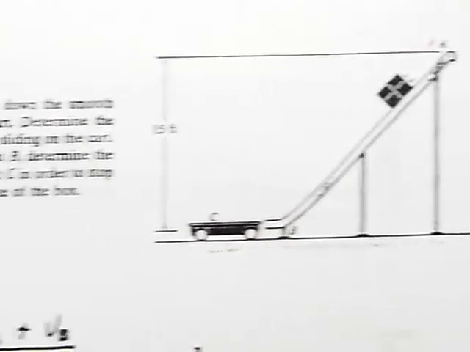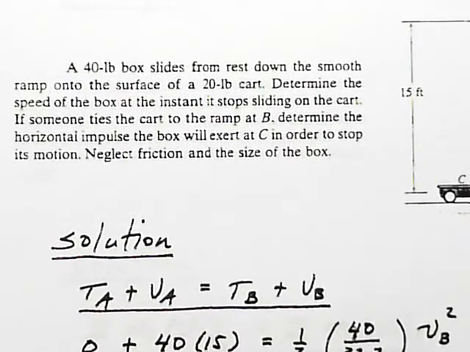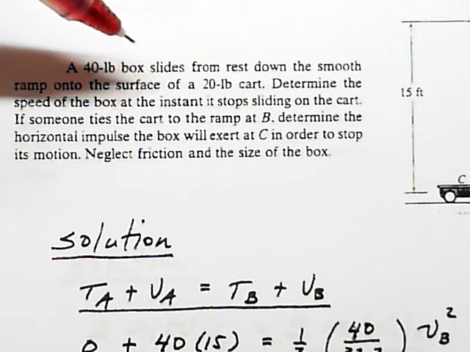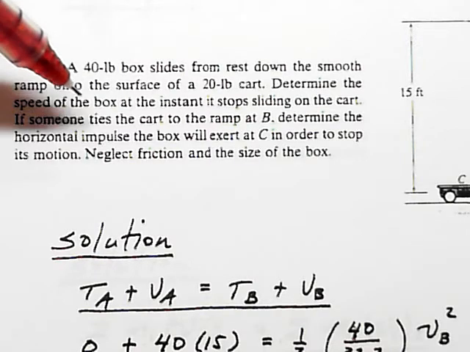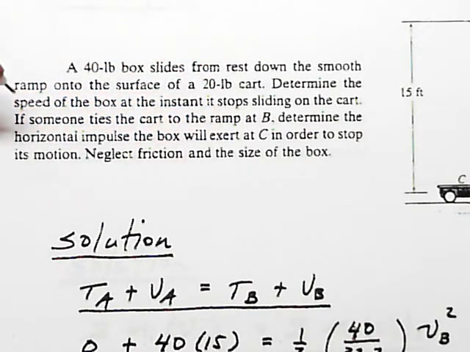Let's look at the details of the problem statement. Again, I'm zoomed in about as much as I can. A 40-pound box slides from rest down the smooth, frictionless, I added the word frictionless, ramp onto the surface of a 20-pound cart. Determine the speed of the box at the instant it stops sliding on the cart. That means both the cart and the box are moving together then.